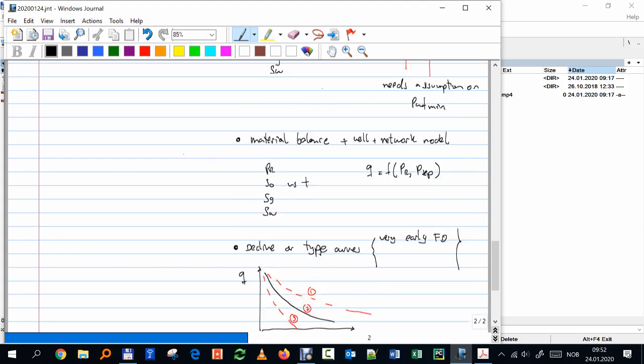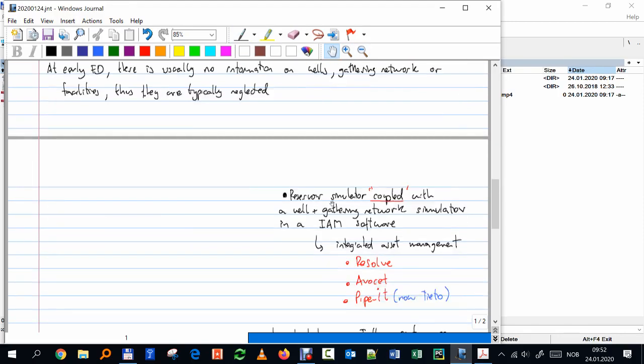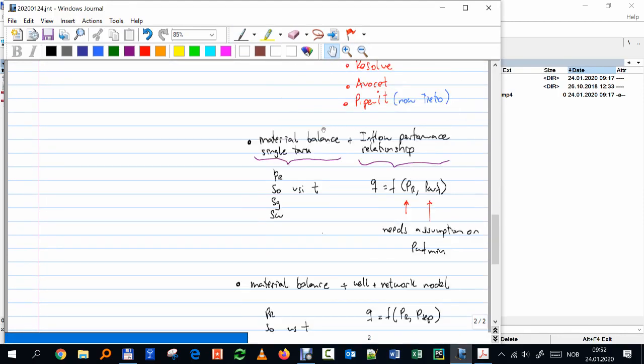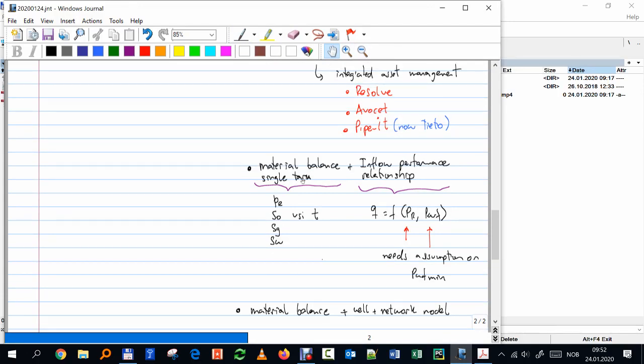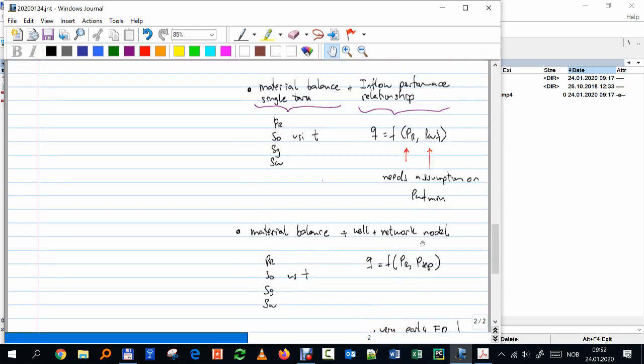So what we are going to use in our course is going to be this approach, because it's slightly easier to make exercises based on it, and also it includes both important parts to calculate a production profile. So we are going to focus on this particular case: material balance and well and network model.